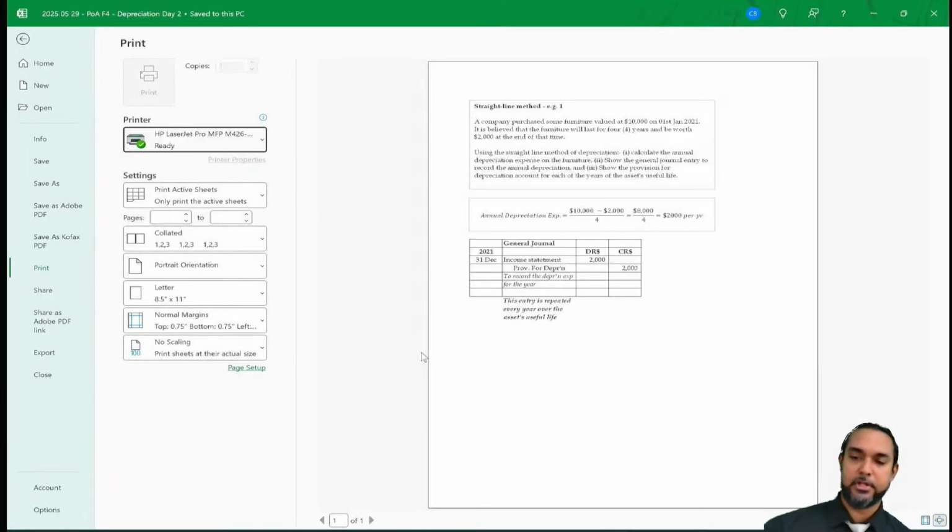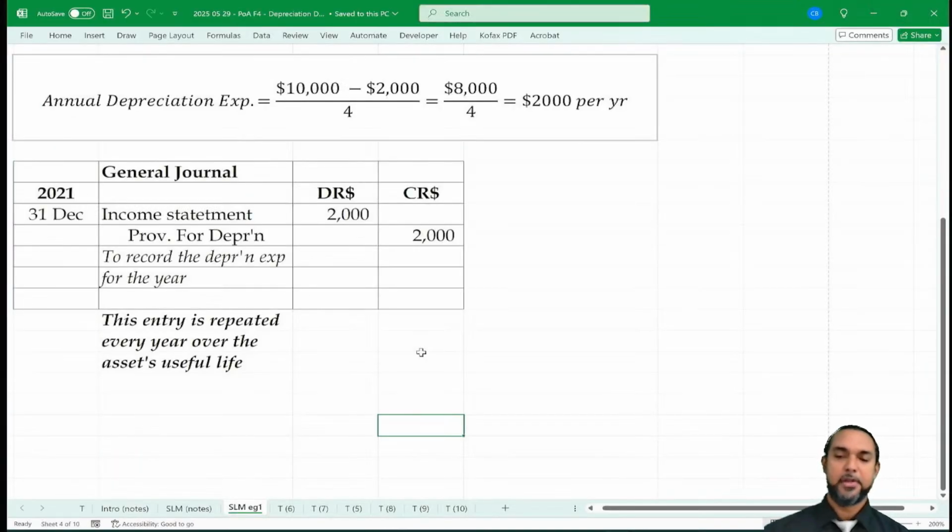One sec, I just want to check how much space. Okay, I think I have enough space. I can just put this here.